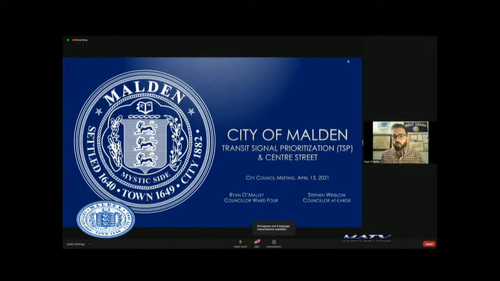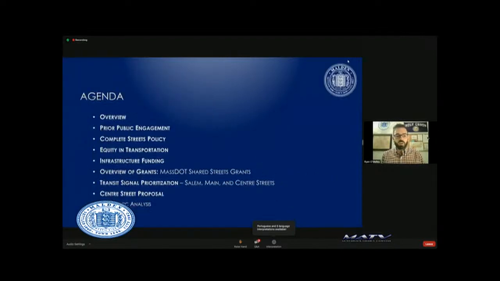We are going to be going over transit signal prioritization and a proposal for bus and bike accommodations, as well as transit signal prioritization on Center Street. Here in the agenda, we're going to do a brief overview, prior public engagement, we'll go over that, our complete streets policy, equity in transportation, infrastructure funding, overview of grants, the MassDOT shared streets grants, explaining what transit signal prioritization is on Salem, Main, and Center Streets, and then we'll go more in depth into the Center Street proposal.